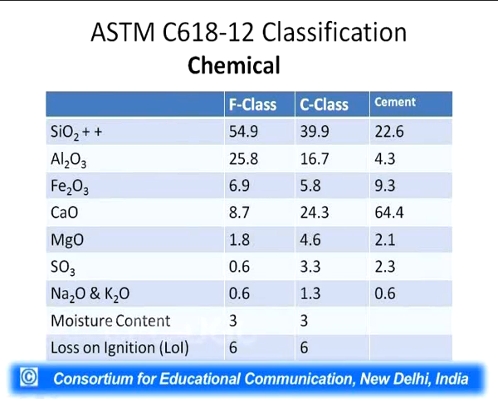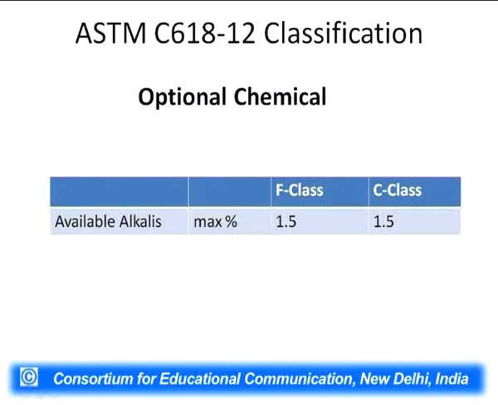Similarly, magnesium oxide content is more in case of class C fly ash than that of cement or class F fly ash. As far as oxide of sulfur is concerned, it is again very less in case of class F fly ash than that of C or cement. As far as oxide of sodium and potassium is concerned, it is again further less, but moisture and loss of ignition is equal in both the cases, whether it is class C fly ash or class F fly ash. As far as alkali is concerned, it is again equal, it is 1.5%.